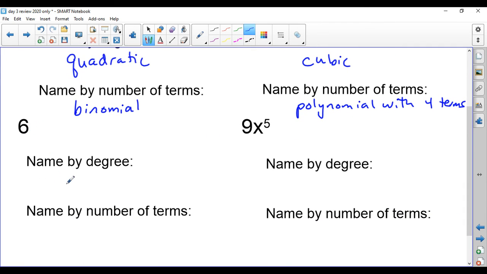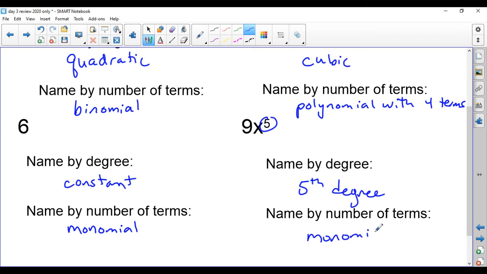The number 6, it's just a number. It is constant. It's degree 0. There's only one term. It's a constant monomial. Here I have an exponent of 5. I just say it's 5th degree. There's no special name. And there's one term, so again, this is a monomial.